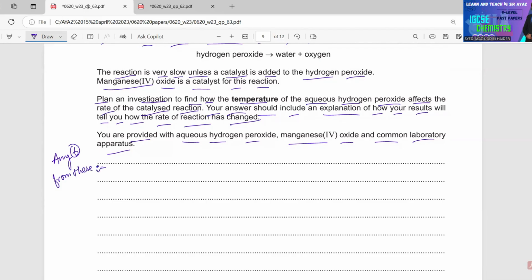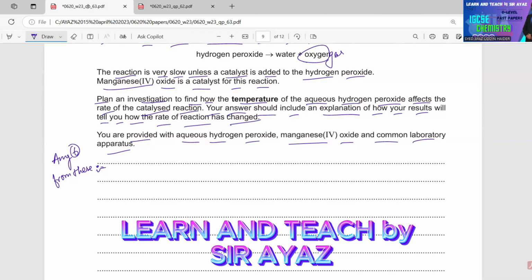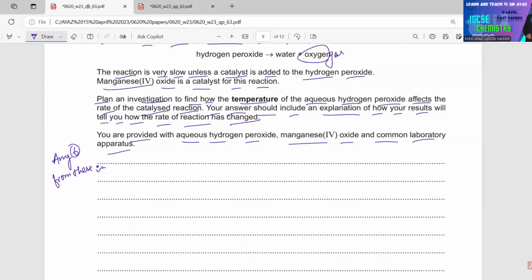So you have 2 scenarios. You can either measure the volume of the gas produced, investigating the rate, or measure the change or loss in mass, because gas is released. Oxygen is a gas. It's a gas released in the air. You can measure the loss in mass, because mass will decrease when the gas is released in the atmosphere. So few points are common for both of these investigations.